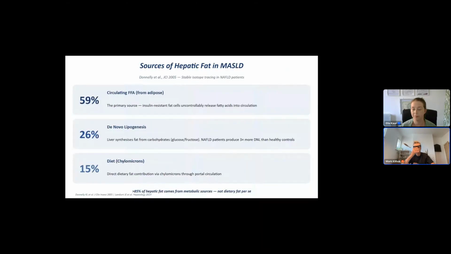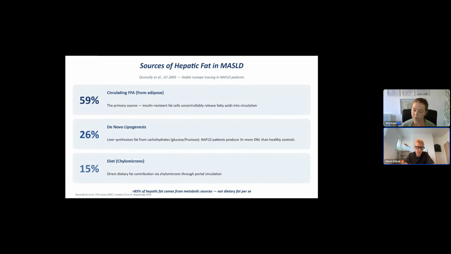Yeah, so now we're going to talk about the sources of hepatic fat in fatty liver disease. If we look at this paper here, by Donnelly et al. in 2005, they used stable isotope tracing to directly measure the origin of fat in non-alcoholic fatty liver disease patients' livers.